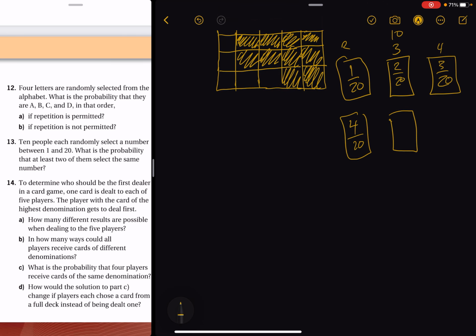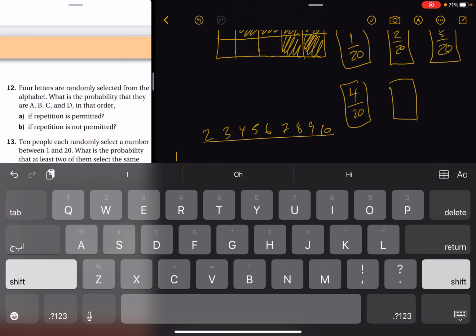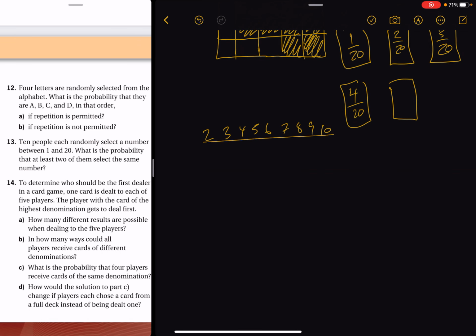So how did we solve the birthday question? Well, we said at least 2 of them select the same number. So 2 or 3 or 4 or 5 or 6 or 7 or 8 or 9 or 10 of them select the same number, right? We have to calculate the probability that none of them get the same number. We can't have one person getting the same number. What's the probability that none get the same number?